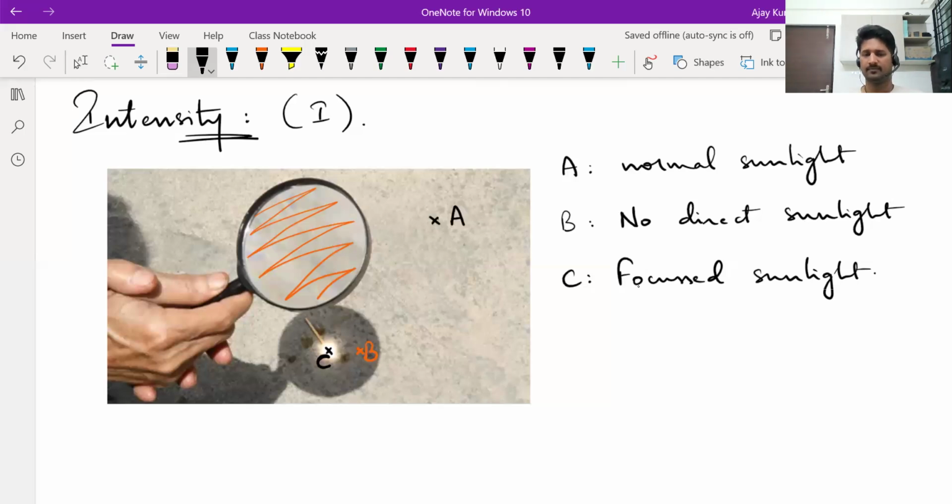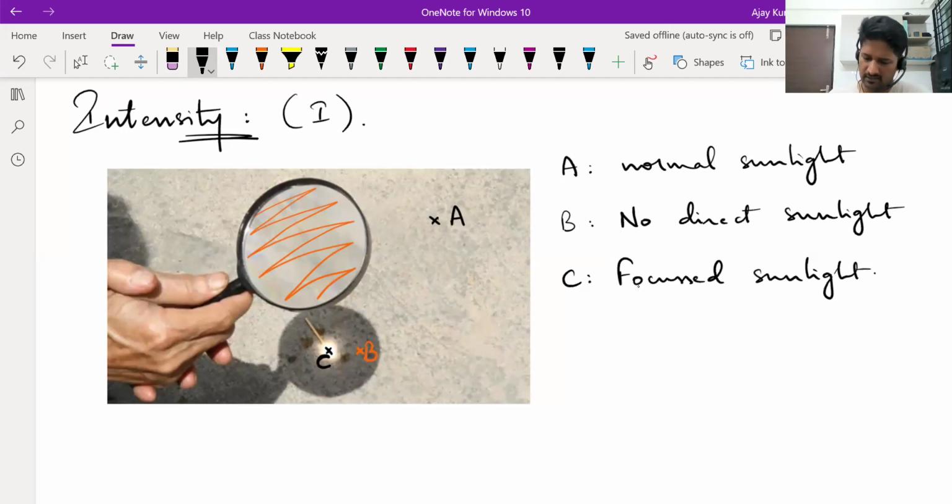Why? Not just a sheet of paper, wood will burn, cloth will burn. Why do you think that happens? Because the sunlight is concentrated on that certain point, and it's very intense. Okay. So basically, this is what intensity is: how the energy is spread over a surface. And of course, there is a time factor also.